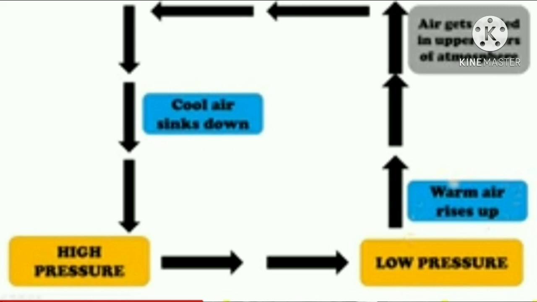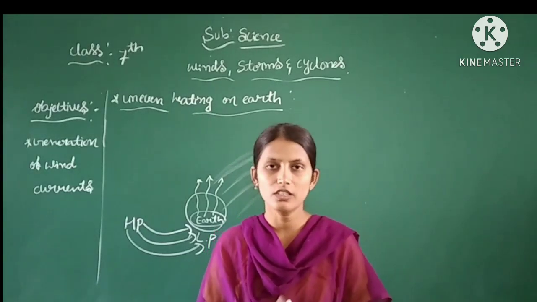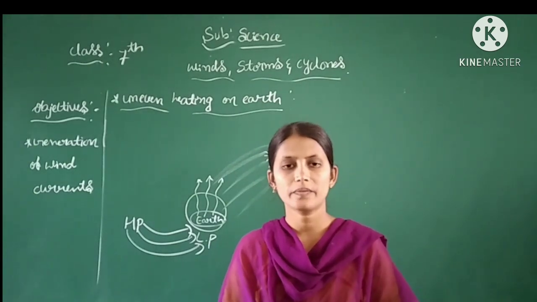When the air rises up, in the upper layer of the atmosphere the temperature is less. So the air gets cooled in the upper layer of the atmosphere and it condenses. Cool air sinks downwards. The air moves from the high pressure area towards the low pressure area.